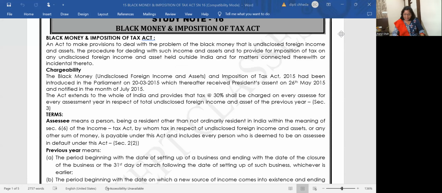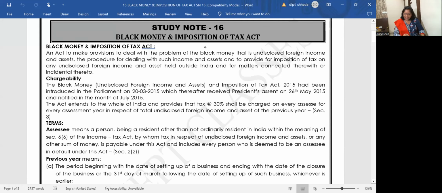Okay, right? So the Black Money and Imposition of Tax Act is an act to make provision to deal with the problem of black money, undisclosed foreign income and foreign assets, the procedure for dealing with such income, and to provide for imposition of tax, interest and penalties, on all that you have earned outside India.